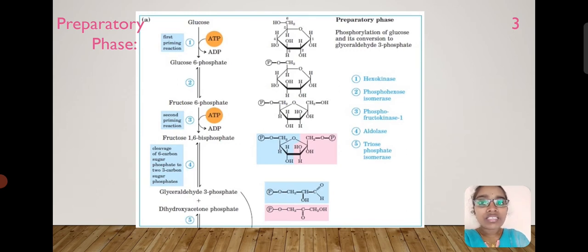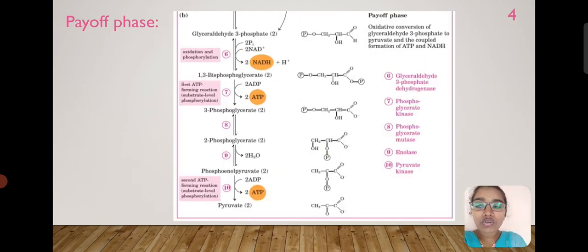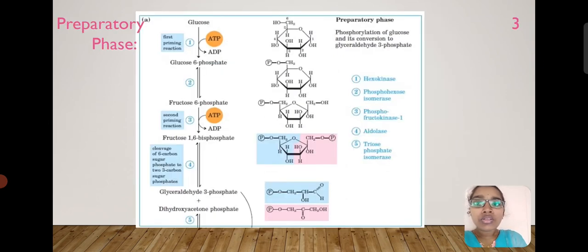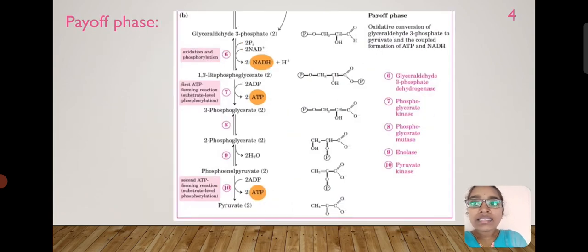And the fifth step is the interconversion of the triose phosphates, by which glyceraldehyde 3-phosphate and dihydroxyacetone phosphate are interconverted to form two molecules of glyceraldehyde 3-phosphate with the help of the enzyme triose phosphate isomerase. And the sixth step is the oxidation, by which the glyceraldehyde 3-phosphate molecule is converted into 1,3-bisphosphoglycerate with the production of two molecules of NADH2.